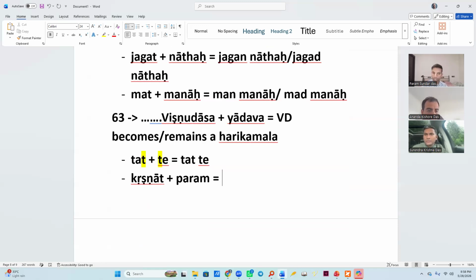Krishnat param kimapi tattvam aham na jane. So again, Krishnat and param. Ta is a Vishnu Dasa and the following pa is a Yadava. So ta remains ta. So we get Krishnat param only. So that's 63.